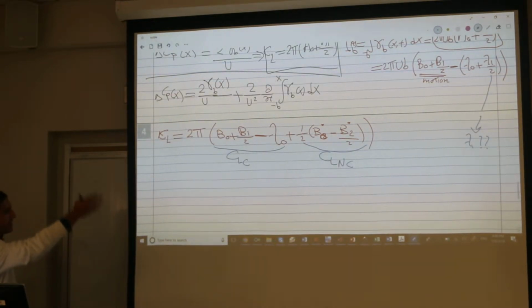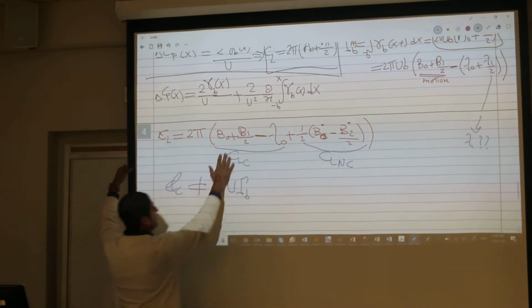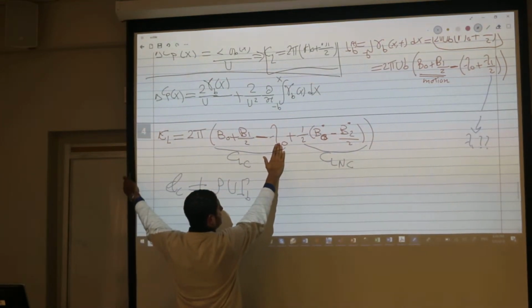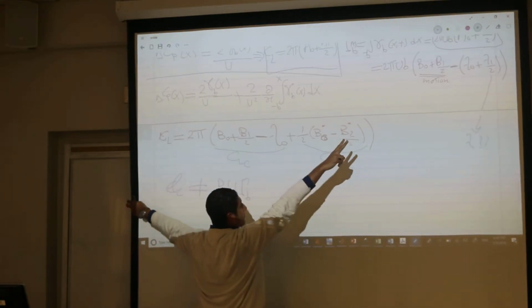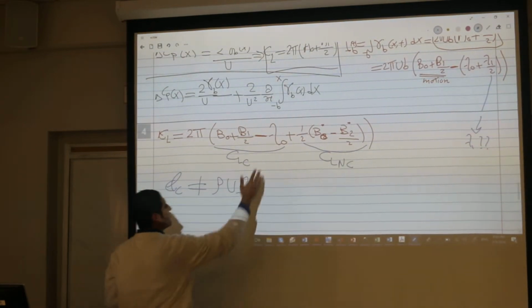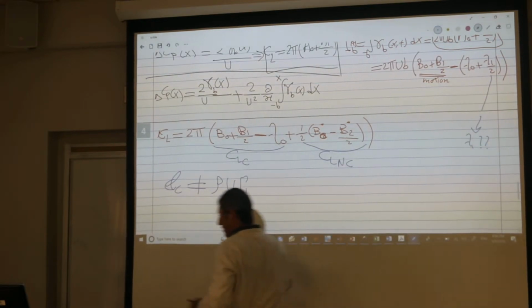First of all, it's clear that the circulatory lift is not rho U gamma b, right? Because they are different. Here is the circulatory lift, it's angle of attack at three-quarter chord minus downwash due to wake. If there is no wake, it's a steady problem. This is 0 and both lambdas are 0, they are exactly the same. But if not, then you need to add lambda 1 to it. Okay?